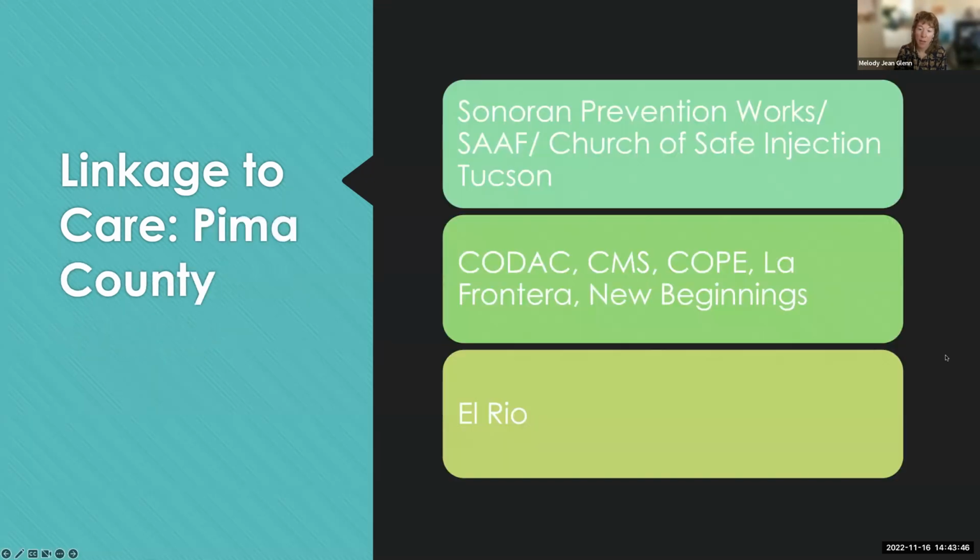And then in Pima County, we have a lot more options, being a more populated area. So for harm reduction, we have lots of potential referrals. There's Sonoran Prevention Works, which is actually the biggest distributor of Narcan in the whole country, which is pretty cool. There's Southern Arizona AIDS Foundation and Church of Safe Injection Tucson, which actually does home delivery of Narcan and kits and supplies. Patients can find that via Facebook, Church of Safe Injection.